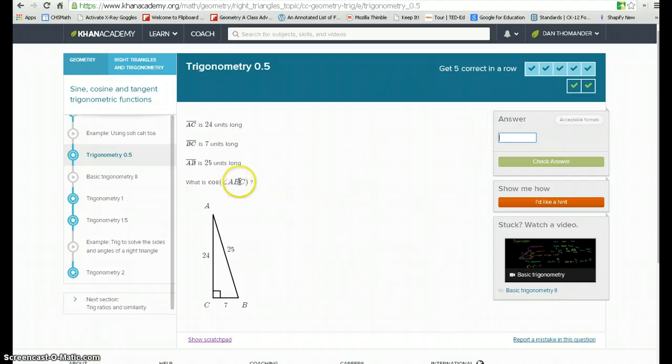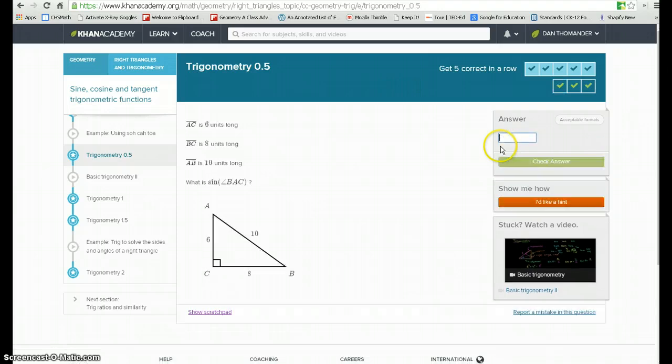Okay, here we are at angle B, right? B is right here, and we want the cosine. So cosine is CAH, adjacent over hypotenuse, so 7 over 25. The sine of BAC, so we're at angle A again, because it's the middle letter there, so that's our vertex. Sine is SOH, opposite over hypotenuse, so it's 8 over 10.